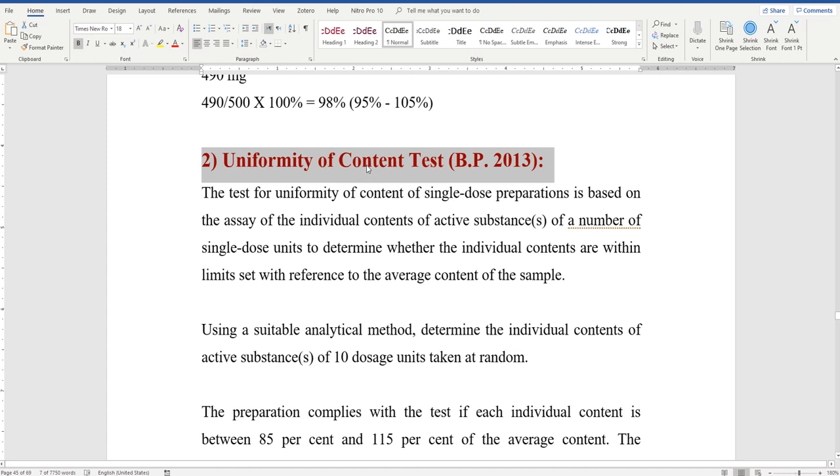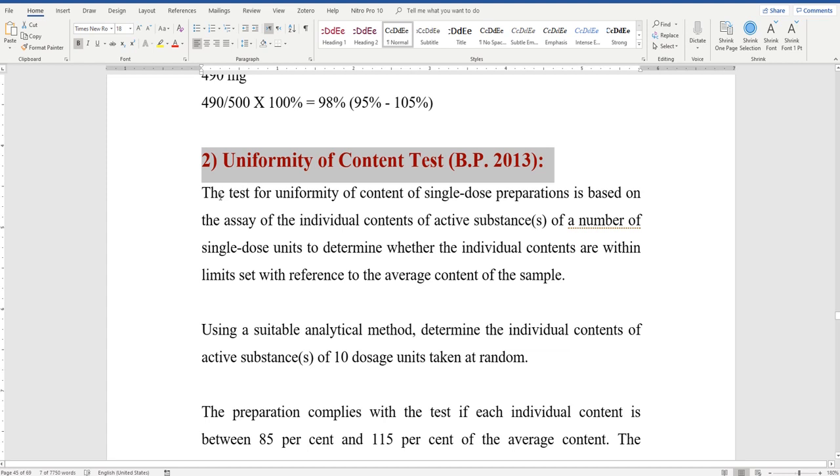The weight variation test, memorize it. If you do the uniformity of content test, you don't need to do the weight variation test. If you do the weight variation test, you don't need to do the uniformity of content test. Is that clear? Okay, when do we do this test? When the drug quantity is very small. It differs from one pharmacopoeia to another. Some say 2 milligram or less, or 2% or less. Some say 25 milligram or less, or 25% or less. So it depends on the pharmacopoeia that we follow.